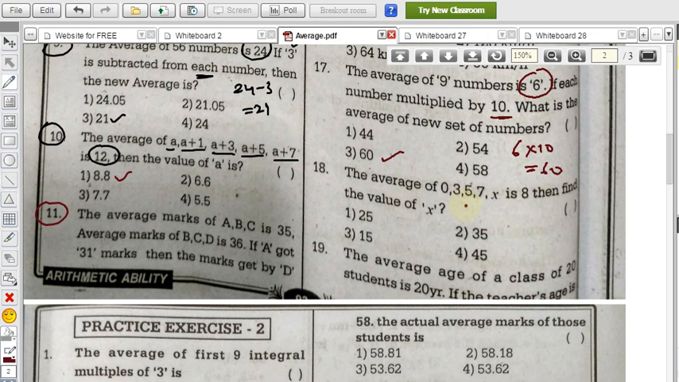Next, the average of 0, 3, 5, 7, comma x is 8. x also is a number, the average is 8, and find the value of x. That means 0 plus 3 plus 5 plus 7 plus x by number of observations, 5, is equal to 8. You simplify this. 3 plus 5 is 8, 15 plus x is equal to 8 fives is 40. Then x is equal to 25. Okay, the same average formula, only apply and do it.